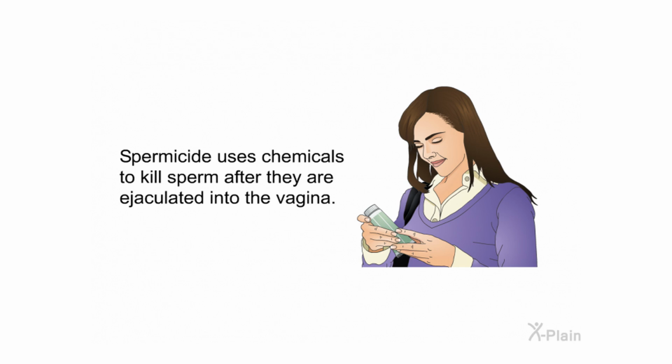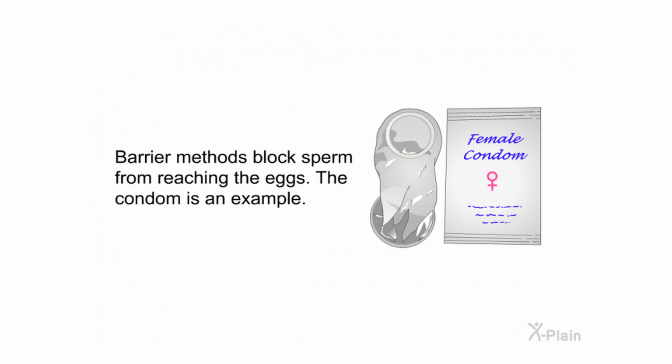Spermicide uses chemicals to kill sperm after they are ejaculated into the vagina. Barrier methods block sperm from reaching the eggs. The condom is an example.